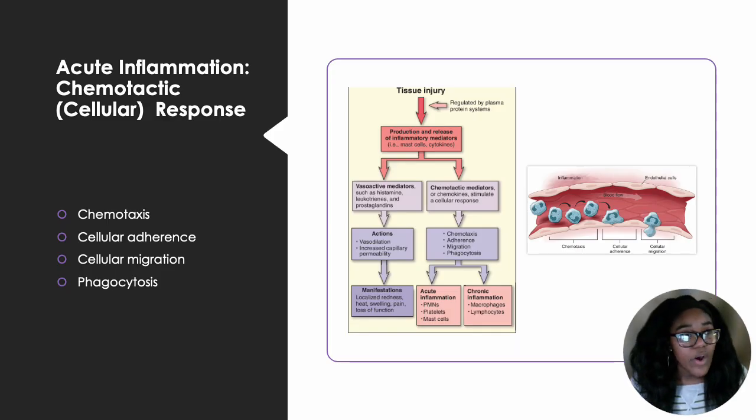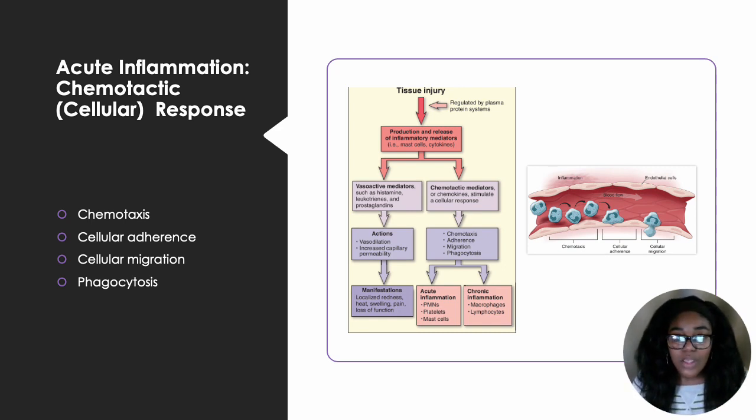So here we're moving on to the other branch of our tissue injury and inflammatory response. Again, this is a part of the acute inflammation response, and we just discussed the vasoactive mediators. So now we're going to talk about those chemotactic mediators. They help with the actual process of cell migration to the site of injury. So we're not necessarily working with the vessels themselves. We're working with how we get the cells to that site of injury.